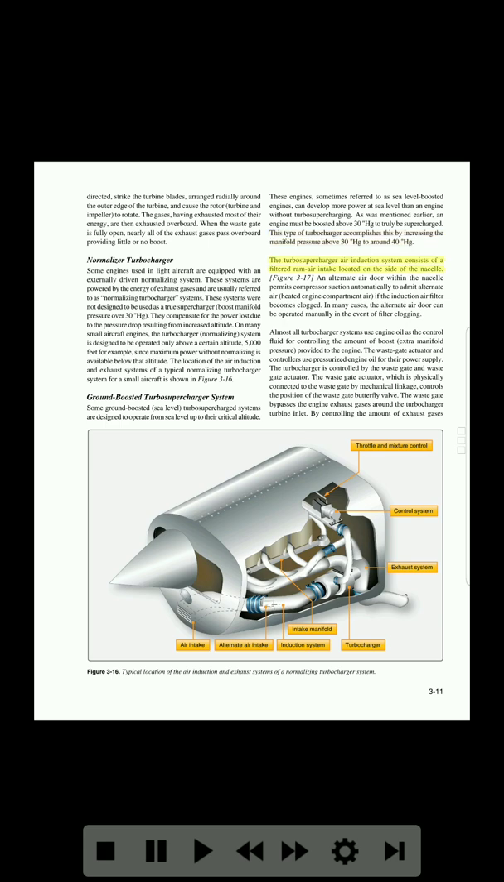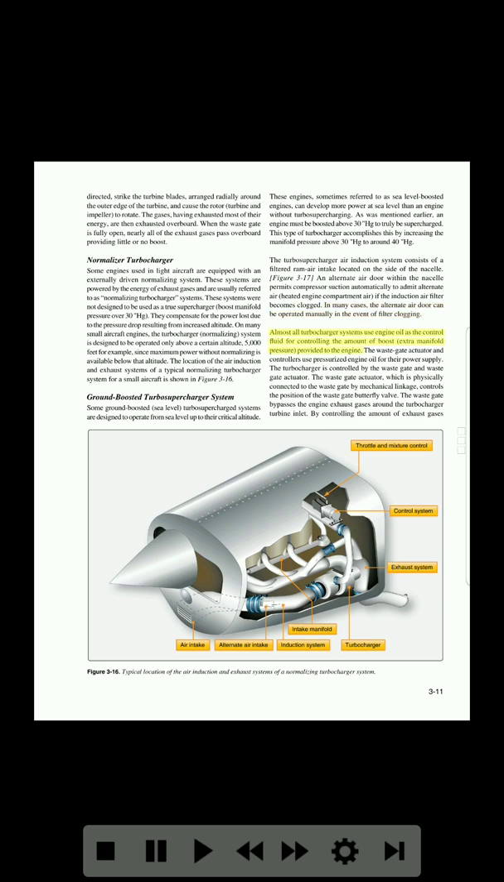The turbo-supercharger air induction system consists of a filtered ram air intake located on the side of the nacelle, Figure 3-17. An alternate air door within the nacelle permits compressor suction automatically to admit alternate air, heated engine compartment air, if the induction air filter becomes clogged. In many cases, the alternate air door can be operated manually in the event of filter clogging.